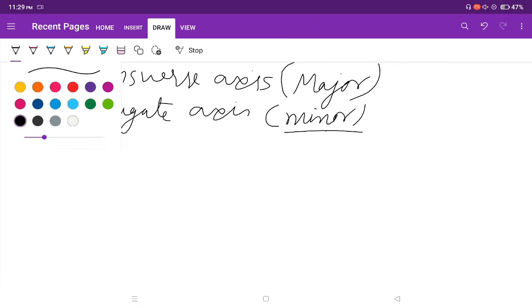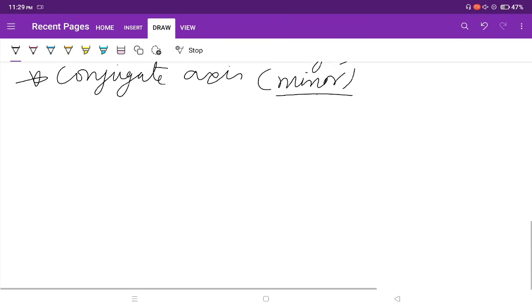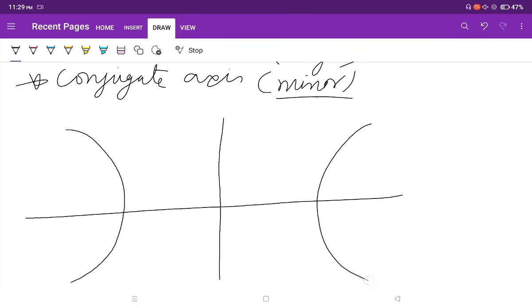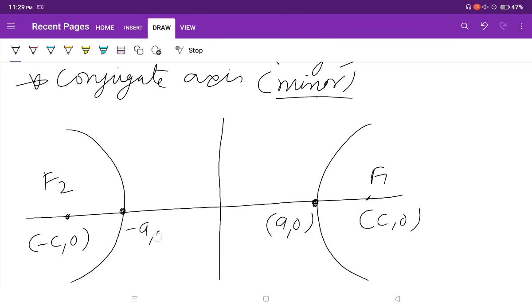Now let's see the geometrical representation. Suppose we have a coordinate system and we have this hyperbola with focus f1 at c comma 0 and focus f2 at minus c comma 0. Now these are called vertices, so we'll have the coordinates a comma 0 and minus a comma 0, with the origin as the center.